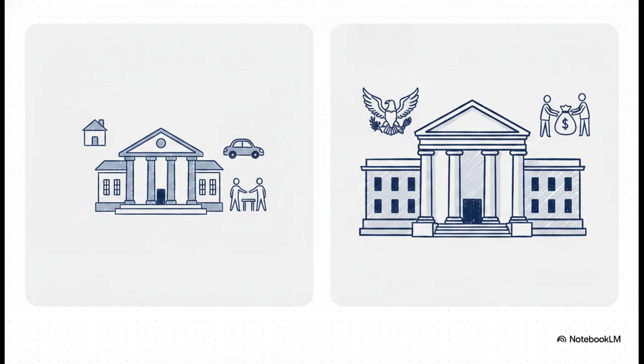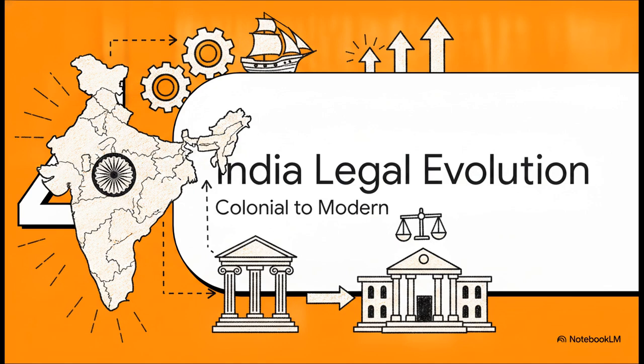But federal courts? Those are reserved for big questions of federal law, or what's called diversity of citizenship cases, like if you have a civil dispute over $75,000 between people from two totally different states. Section 4. India's legal evolution from colonial roots to modern framework.